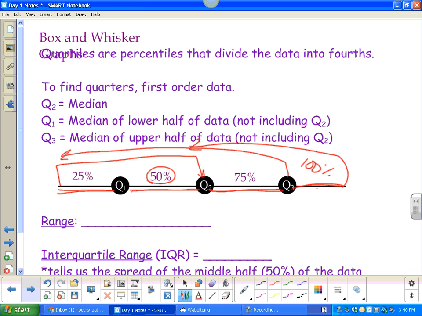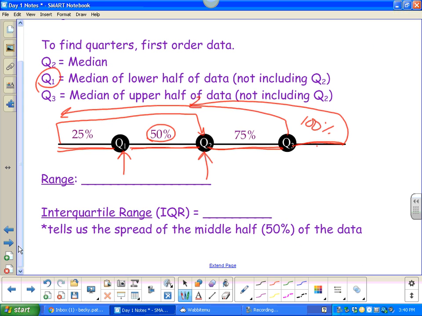Quartile 2 is your median, so it's your middle, not your average, it's your middle. Quartile 1 is the median of the lower half, and quartile 3 is the median of the upper half. Your range is just your maximum piece of data minus your minimum piece of data. The interquartile range, otherwise known as the IQR, is the middle 50%.